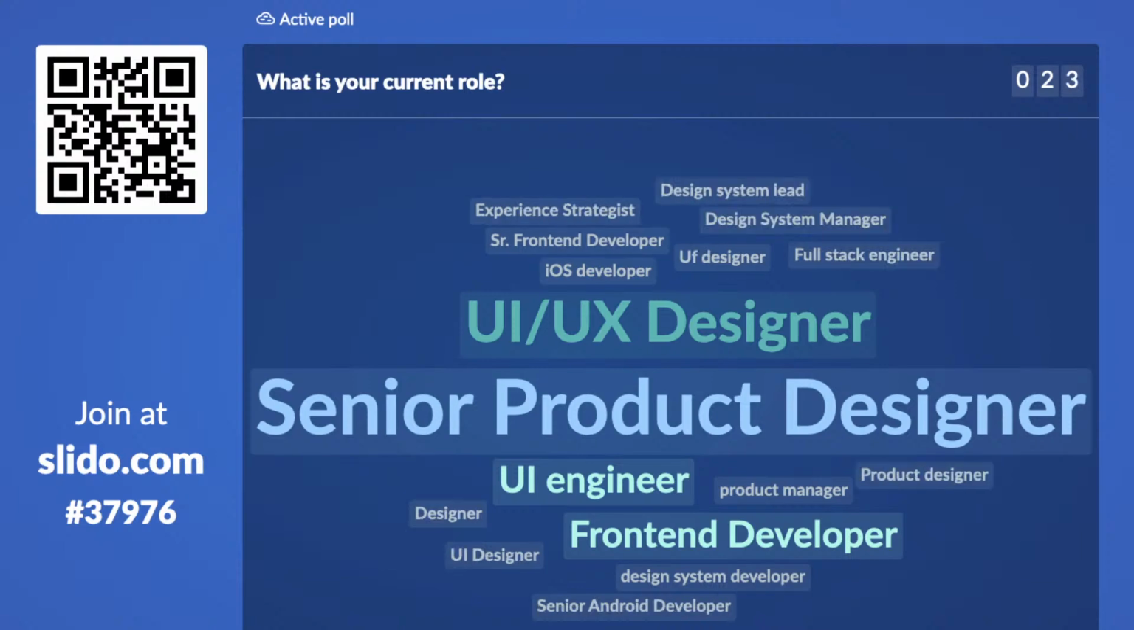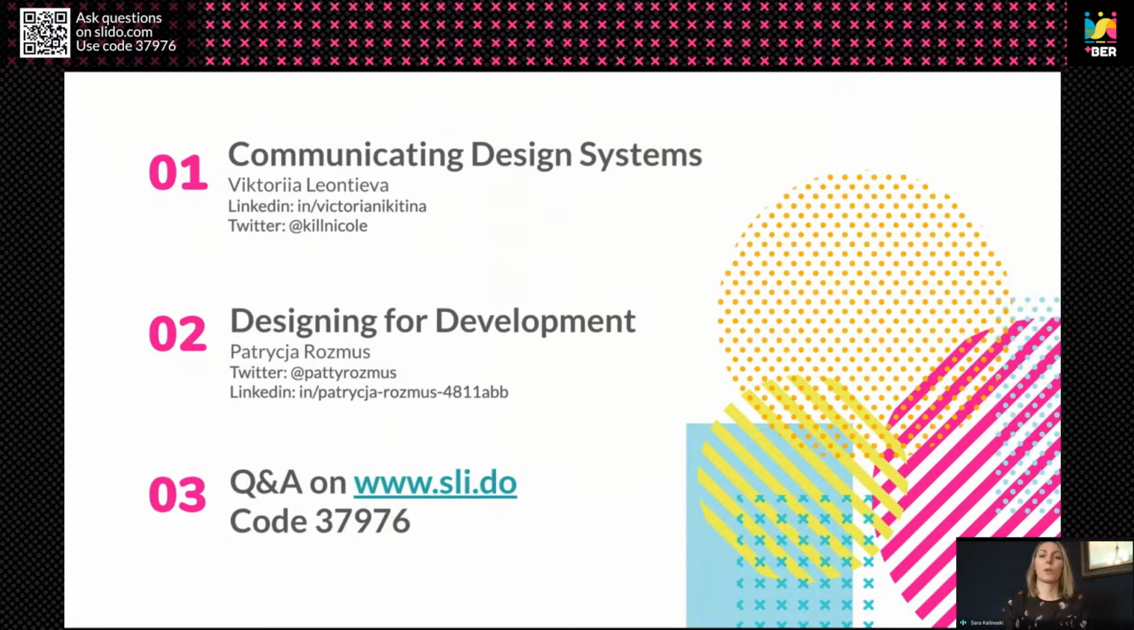All right, so we're going to get into the first talk from Viktoriia. So I'll give an introduction. Viktoriia is a senior product designer at Github, and this talk is on communicating design systems. So from Viktoriia, we'll learn how you can communicate the decisions around the why and the how of design systems with both the team and then to stakeholders.